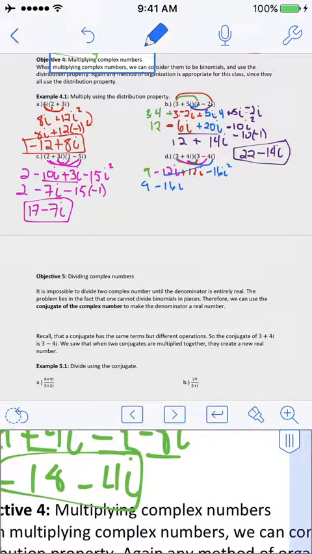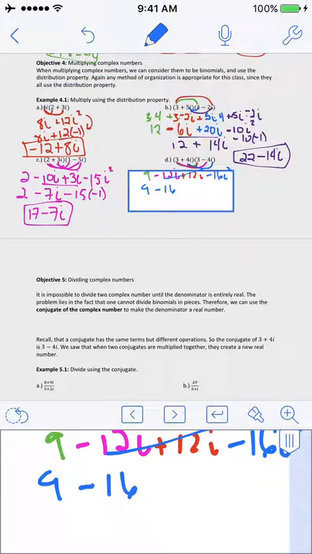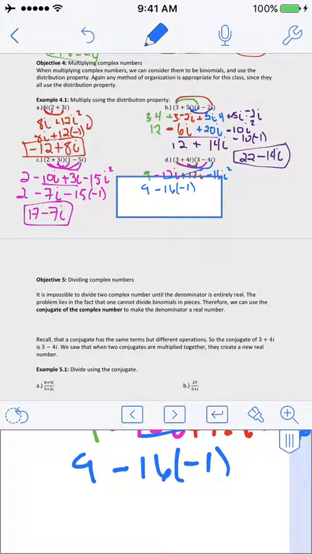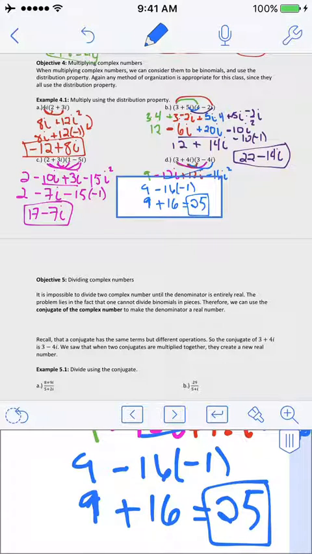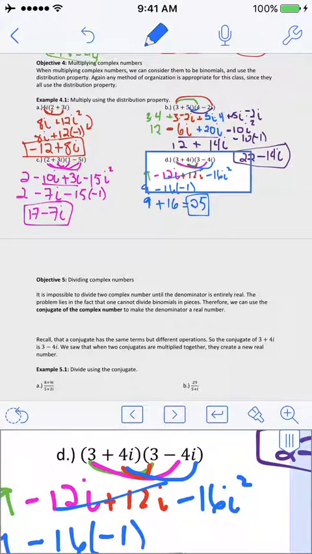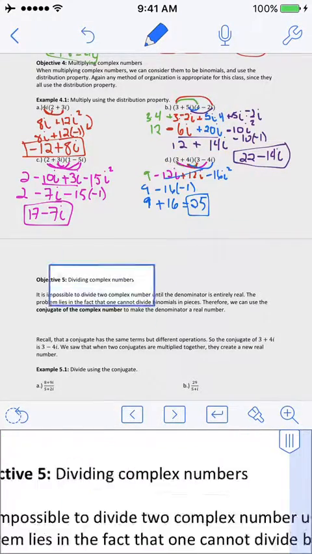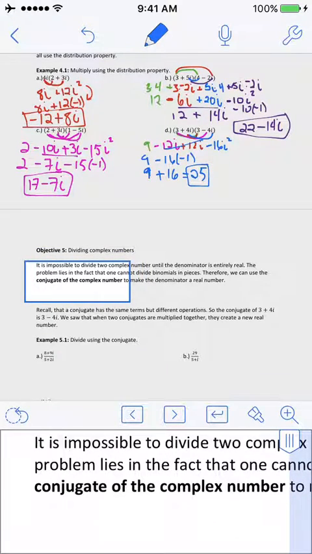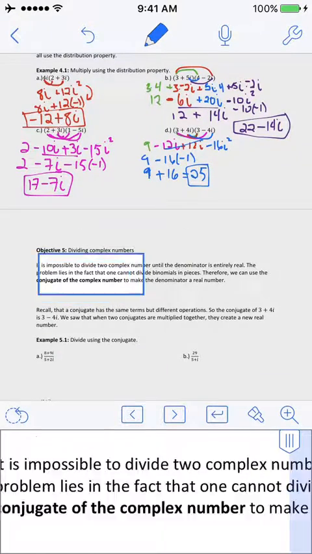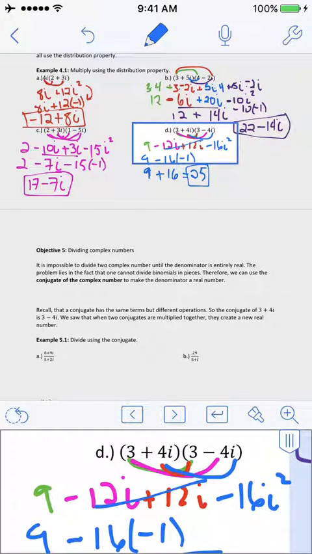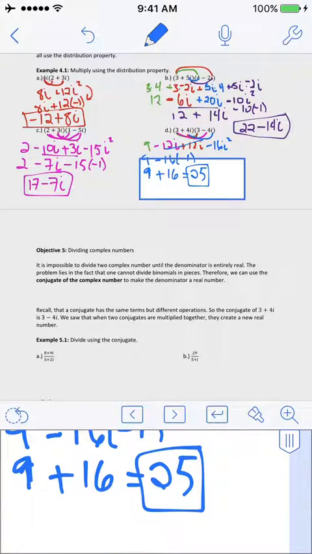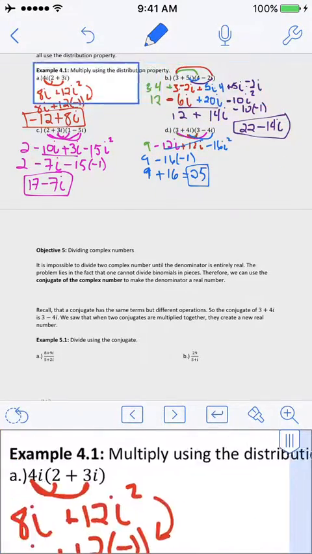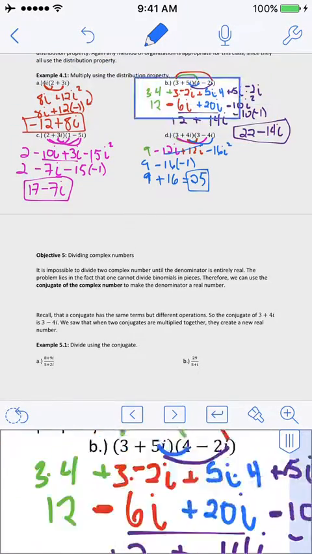i squared is the same thing as negative 1. So I get 9 plus 16, or 25. Hey, look at that. The imaginary part did go away. So it looks like when you have this kind of form, you end up with a whole number. That's the entire idea behind the conjugate of the complex number. Remember, a conjugate is same terms, different signs, and you end up with a whole number. But regardless, you just treat it like a binomial.